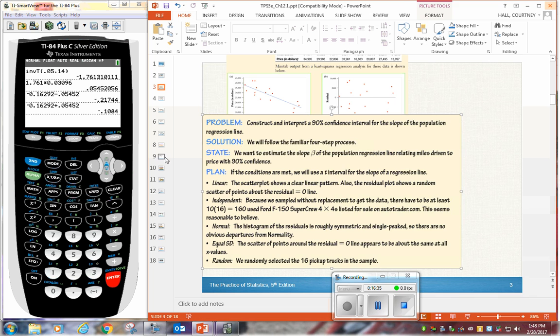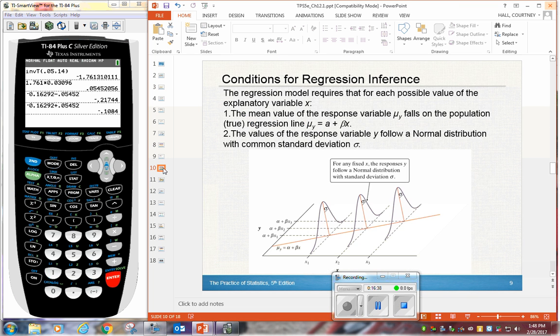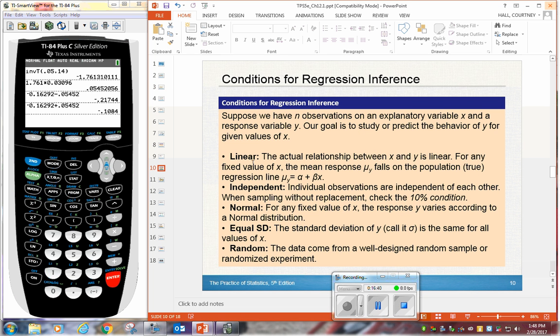I think they do a really good job of explaining that if I can find the right slide. So here's where they're saying you need to make sure it's linear, you need to make sure your samples are independent, and check 10%. And then normal and equal SD, which is kind of confusing. It says the standard deviation of your Y's, you can call it sigma, is the same for all your values of X. So we'll look at the next slide that kind of tells us how to meet that in an easier, less complicated way. And then you have random.